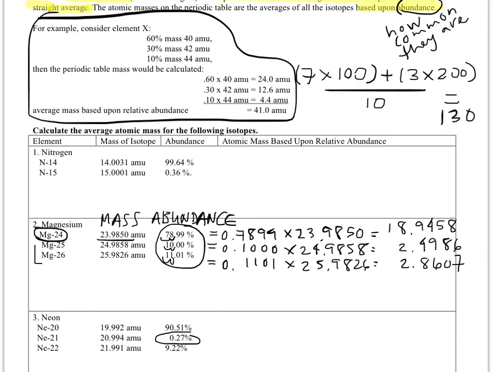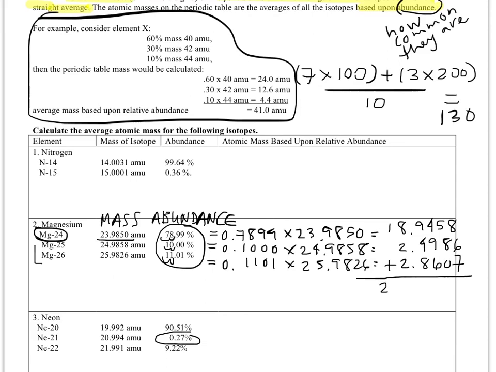And now we are going to simply add those numbers together. So 18.9458 plus 2.4986 plus 2.8607. Are you understanding that most of you are going to probably want a calculator on this test? Yeah, start thinking about where you're going to get that from.